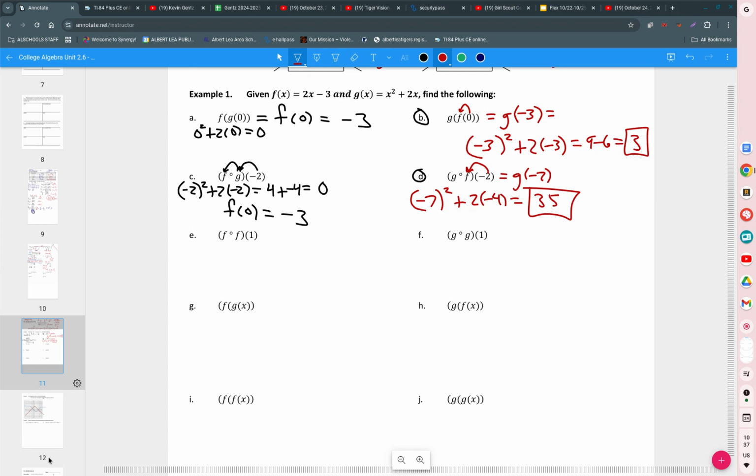Oh, this one, okay. So I took 0 and I plugged it in for f. 2 times 0 is 0. Yep. -3 is -3. Yep. So now I take that -3 and I plug it in for g. So g of -3. So, -3 squared is 9. 2 times -3 is -6. So I got an answer of 3.